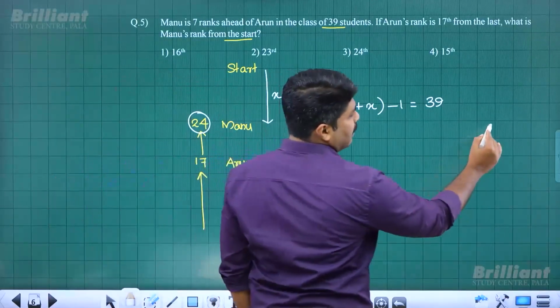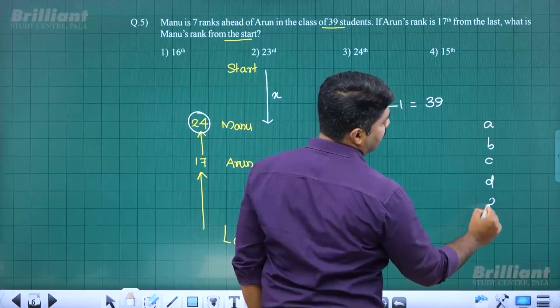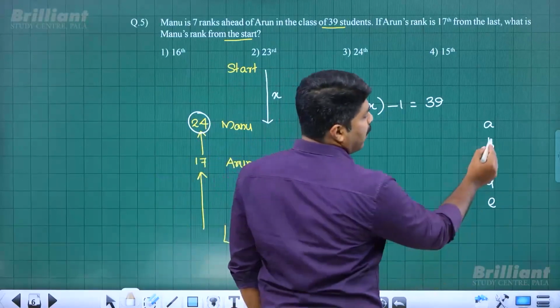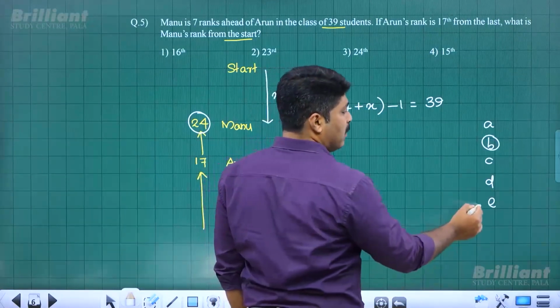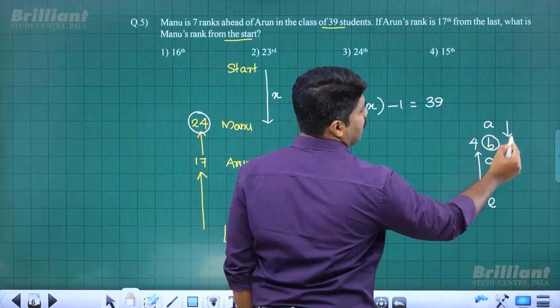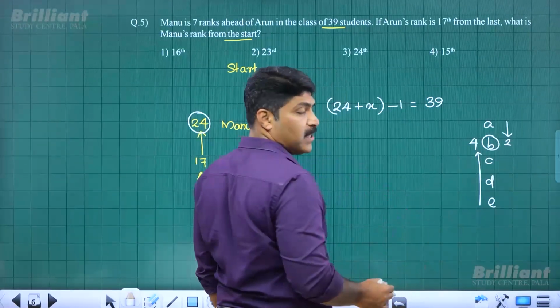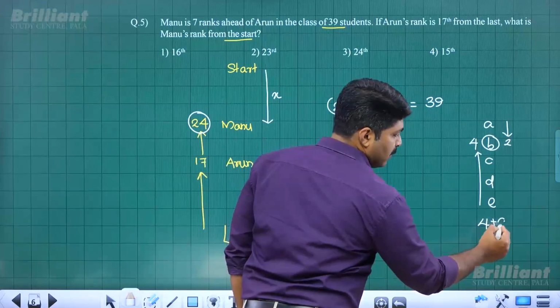If you are considering 5 persons, A, B, C, D, E, here we have 5 persons. So consider the rank of B. The rank of B from the bottom is 4th rank, and from the top is 2nd rank. What is the sum of this, 4 and 2? So that is equal to 6. 4 plus 2, that is 6.